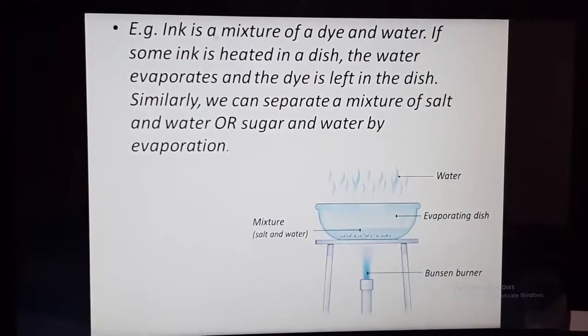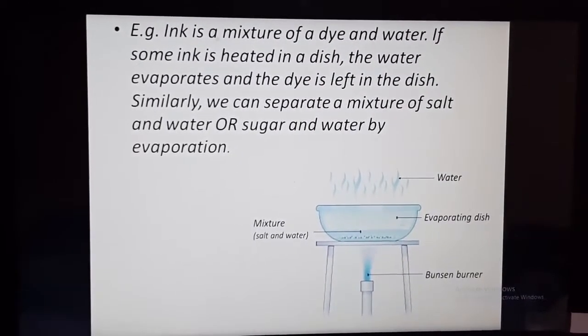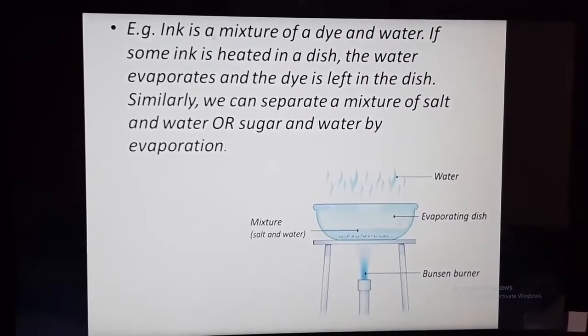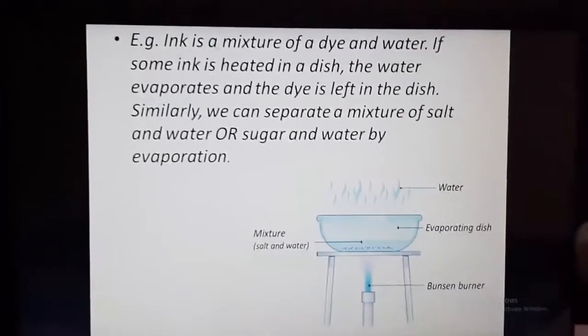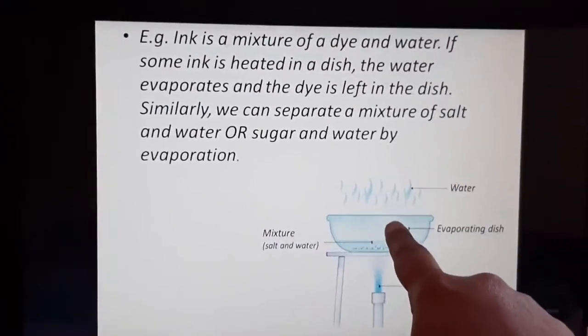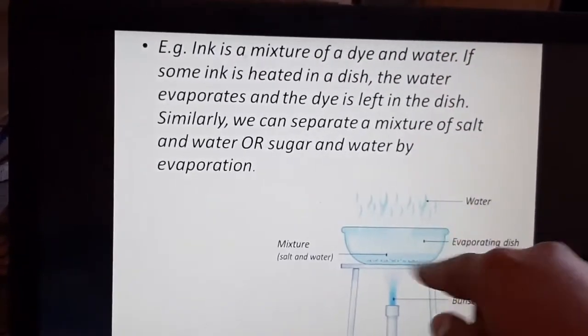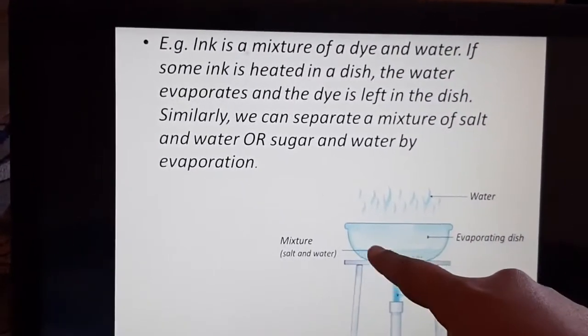For example, ink. You might have heard of ink. Ink is a mixture of a dye and water. If some ink is heated in this dish, then what will happen? The water evaporates and the dye is left in the dish.